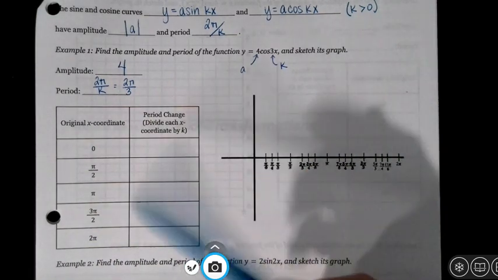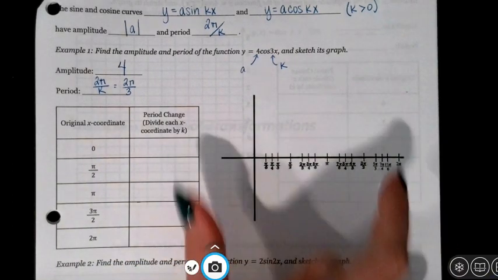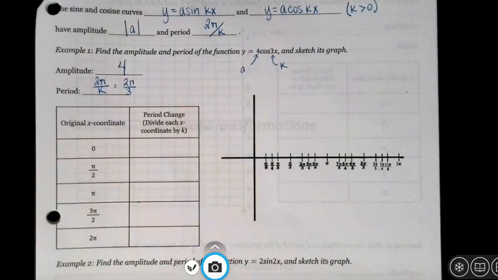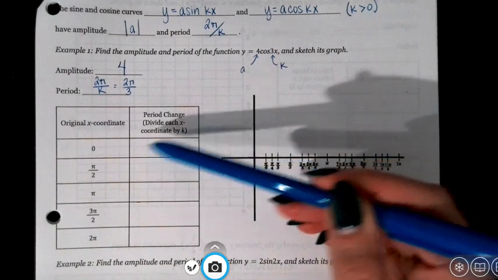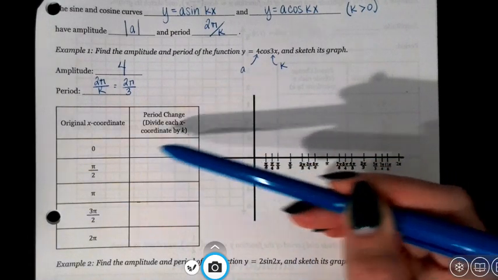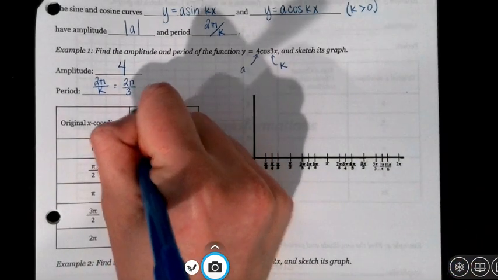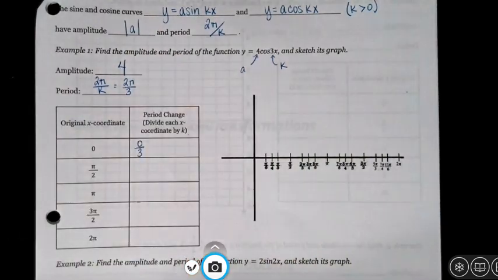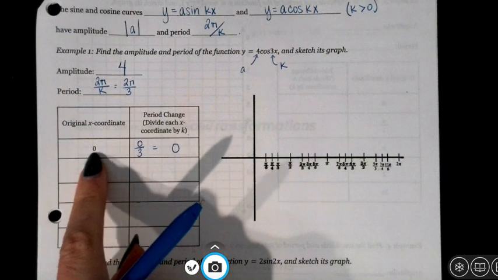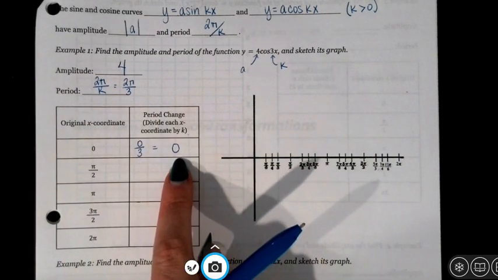So in this table, these are my original x coordinates. When we do a period change, if I'm squishing it horizontally, these x coordinates will also change. So because I'm changing my period, I'm dividing each of these by whatever my k is. And since my k is 3, I'm dividing all of these by 3. So I'm going to take this, I'm going to do 0, and then I'm dividing by k, and my k was 3. Well, 0 divided by 3 is 0. So my point that was at 0 is not moving at all. It'll still be at 0.